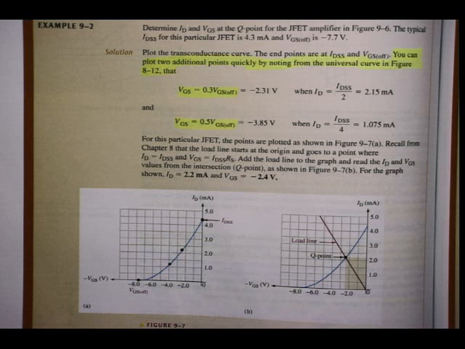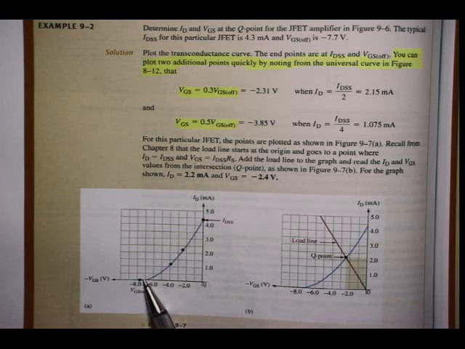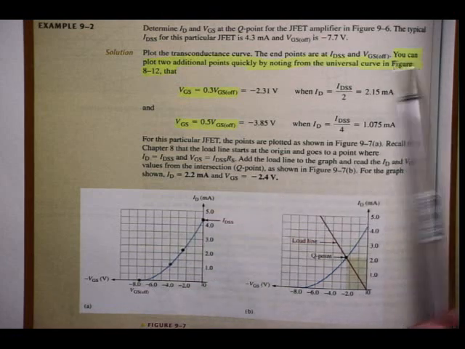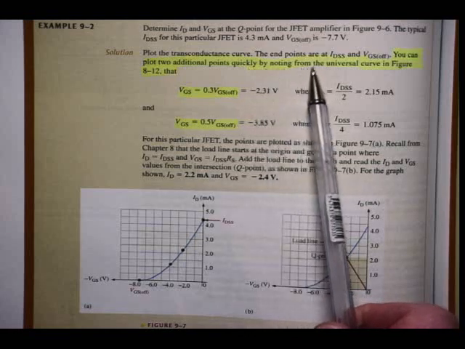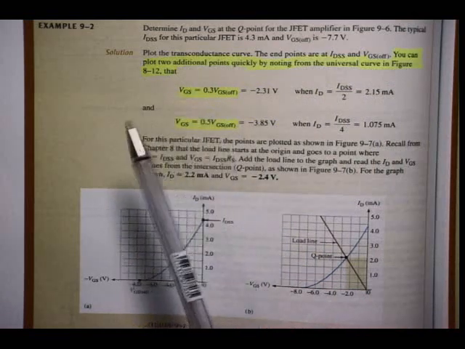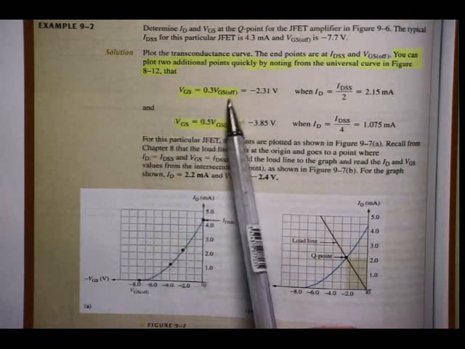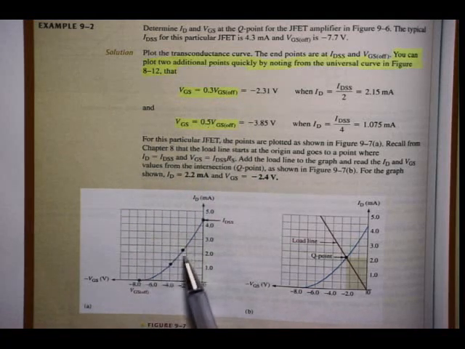It says there the endpoints that are at IDSS and VGS off, as you know. If I look at the curve here, I know that I can already plot those 2 points, either given or I get it from the data sheet. But what is important, you can plot 2 additional points quickly by noting from the universal curve in figure 8.12 that VGS is equal to 0.3 VGS off, and VGS is also 0.5 VGS off. So I can plot another 2 points on that curve. Where does that come from?